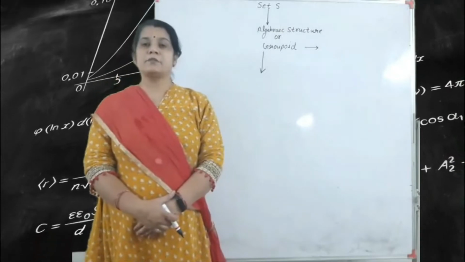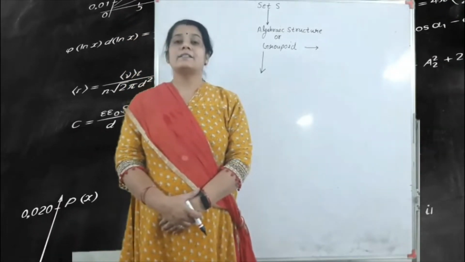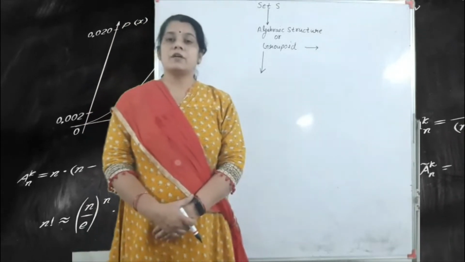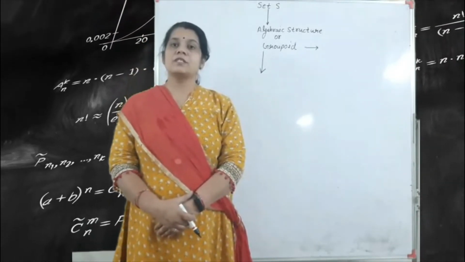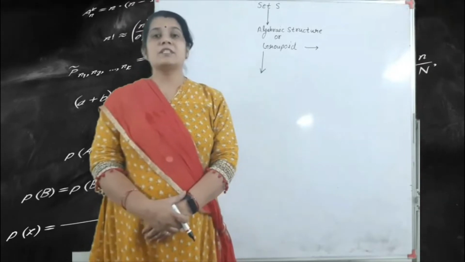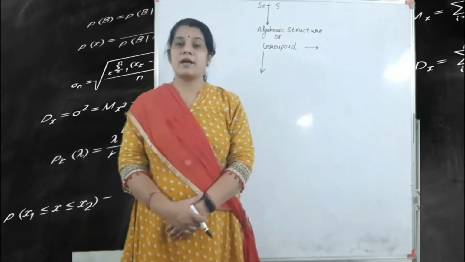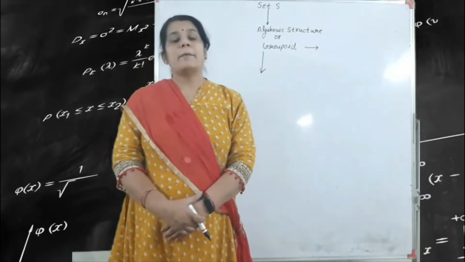Mathematics, chapter number 4, and our topic is the algebraic expression or algebraic structure. We have already seen in our previous lecture the definition of the semigroup, the algebraic structure, monoid, group, and the abelian group.